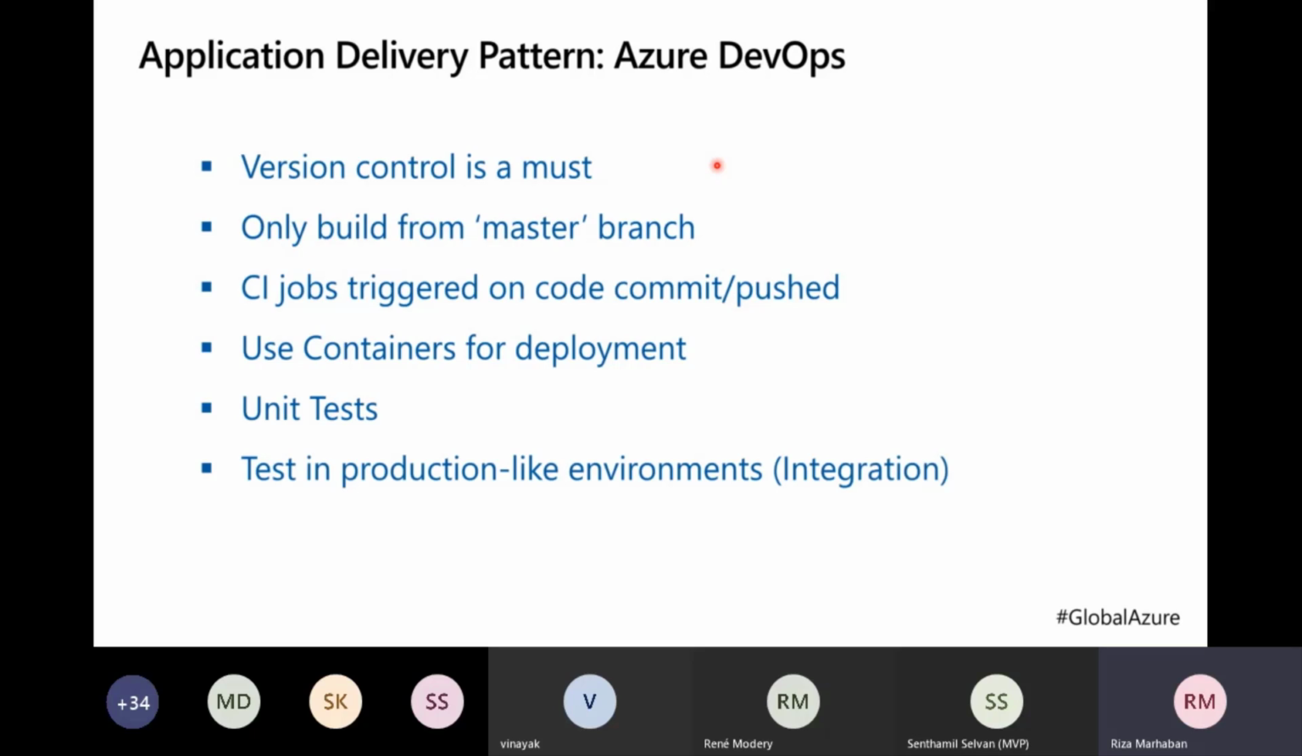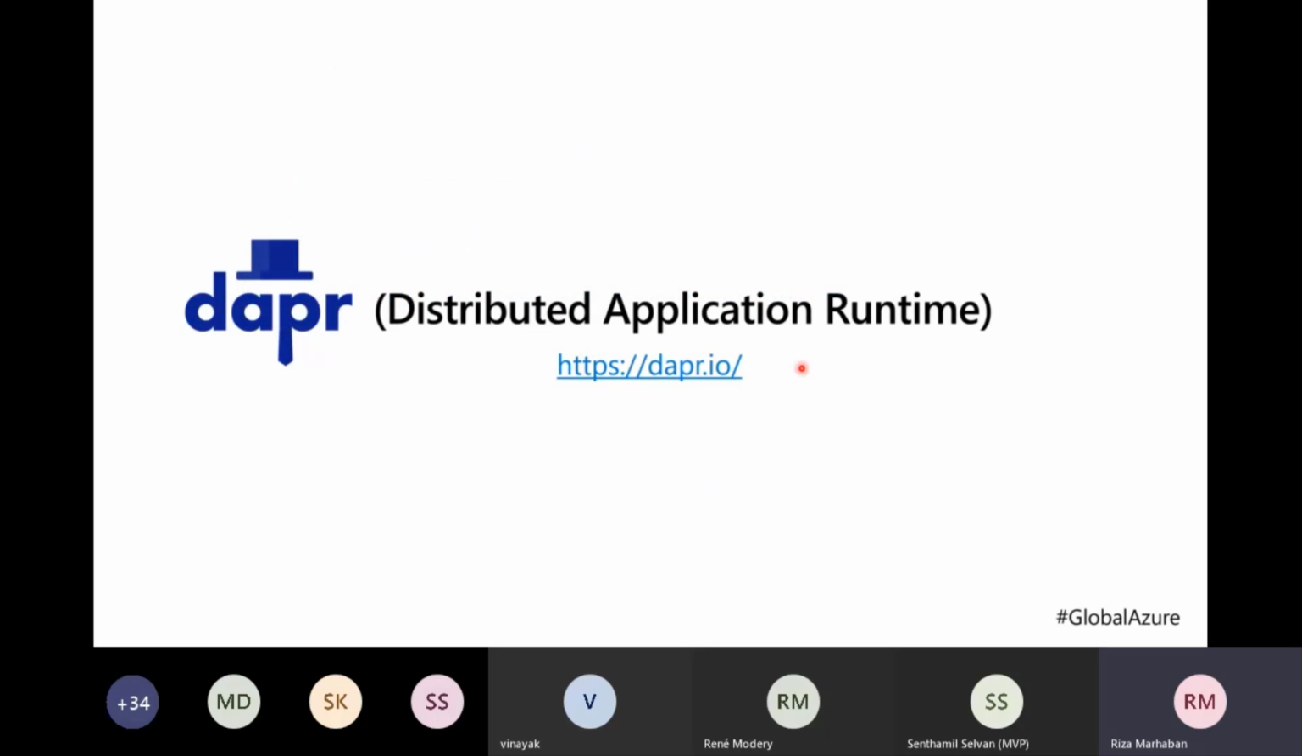And then test in production-like environments. This is the integration. This will be related to Dapr, which I will share with you later. And then the artifact repositories. In Azure DevOps, if you look at the menu, there's Artifacts. That is where you can put your microservice package, for example. So this is a pattern for application delivery in Azure for cloud native applications. Now, just now we saw a lot of things in the architecture and patterns for cloud native.